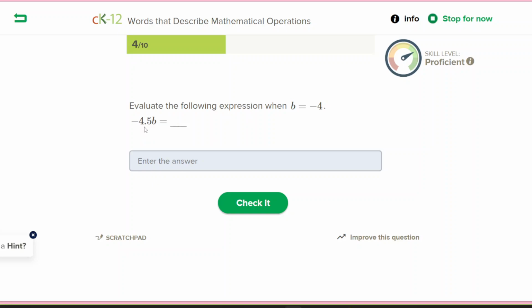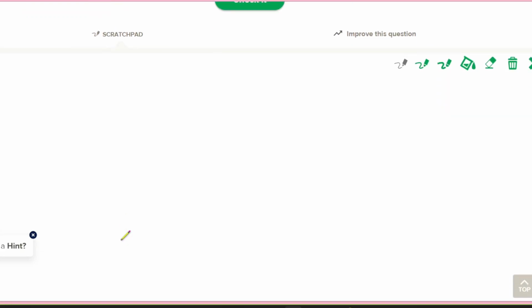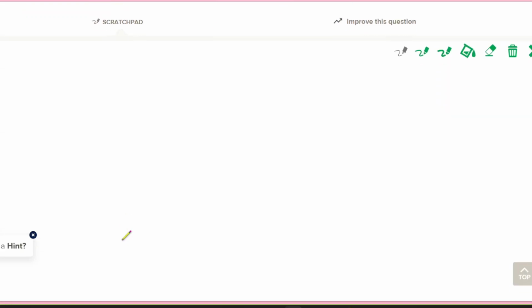So let's do that again. We have -4.5 or -45 tenths, that ends in the tenths place, times b, and the value of b is -4. And then what's the value of this? So negative 4.5 times b, and the value of b is negative 4. So once again, I'm making this substitution.